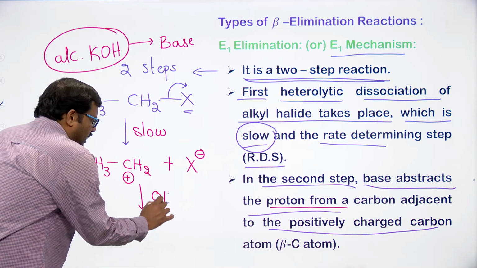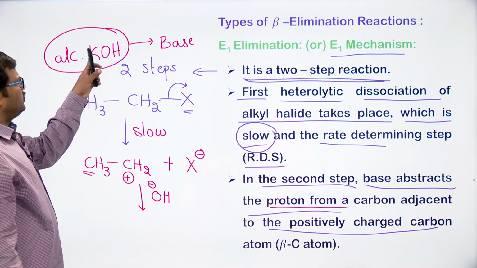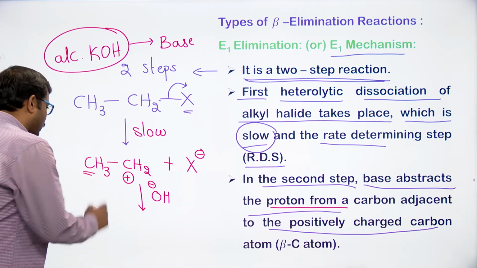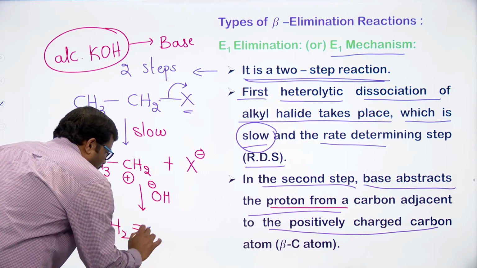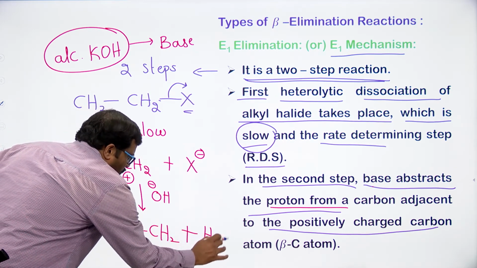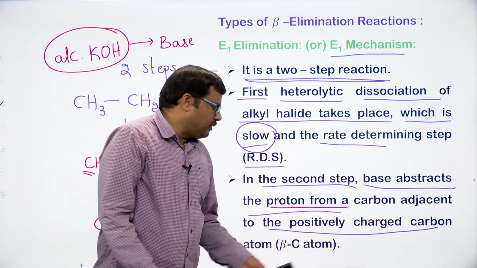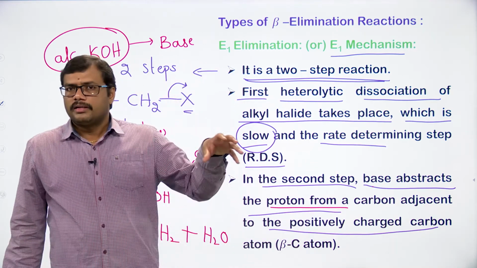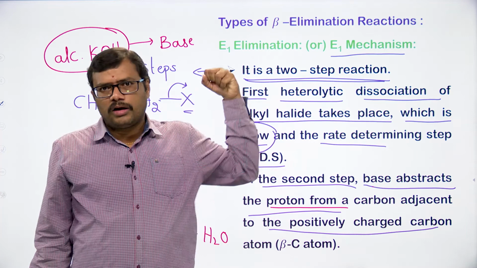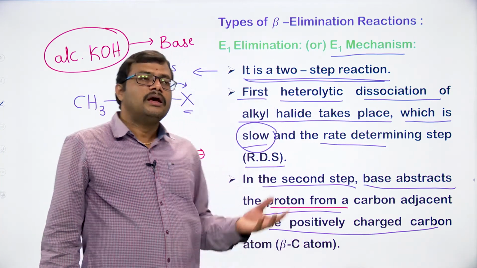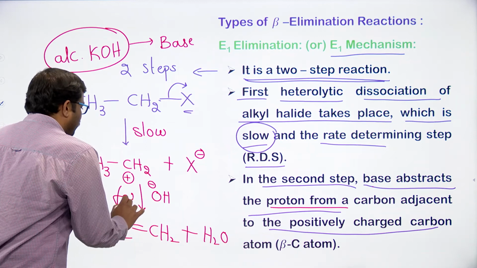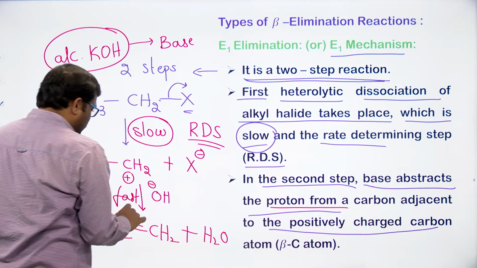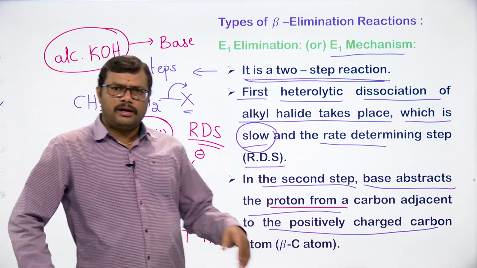Now, the base will come and abstract the proton. KOH gives K plus and OH minus ion. The OH minus ion is a base and is going to abstract a proton from here, and it is going to convert into CH2 with H2O formation. So, from the adjacent carbon atom of the positively charged carbon atom, the base will take the proton from it, and the second step will be finished. The second step is the fast step. The first step is the slow step, therefore it is the rate determining step. The second step is the fast step, which is not a rate determining step.